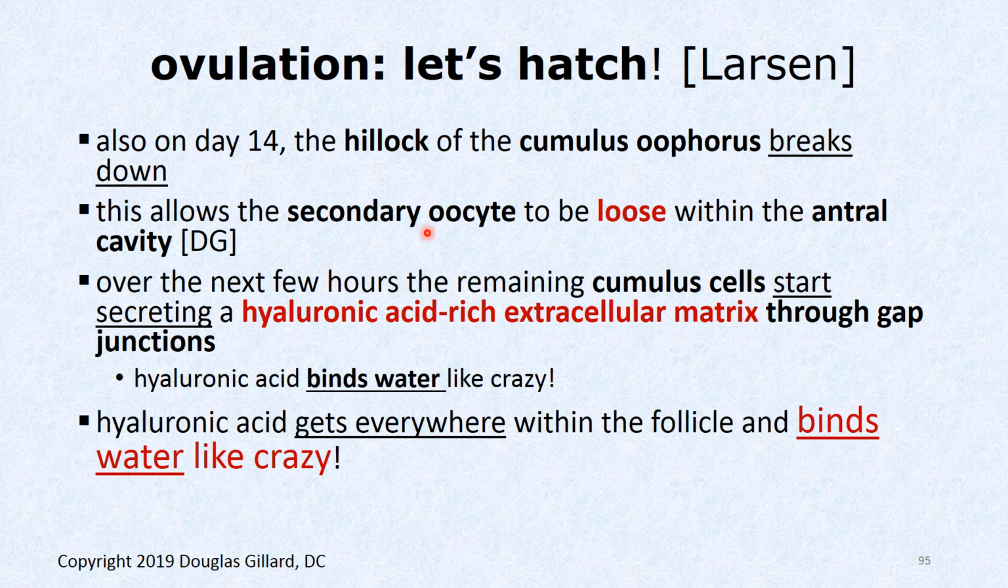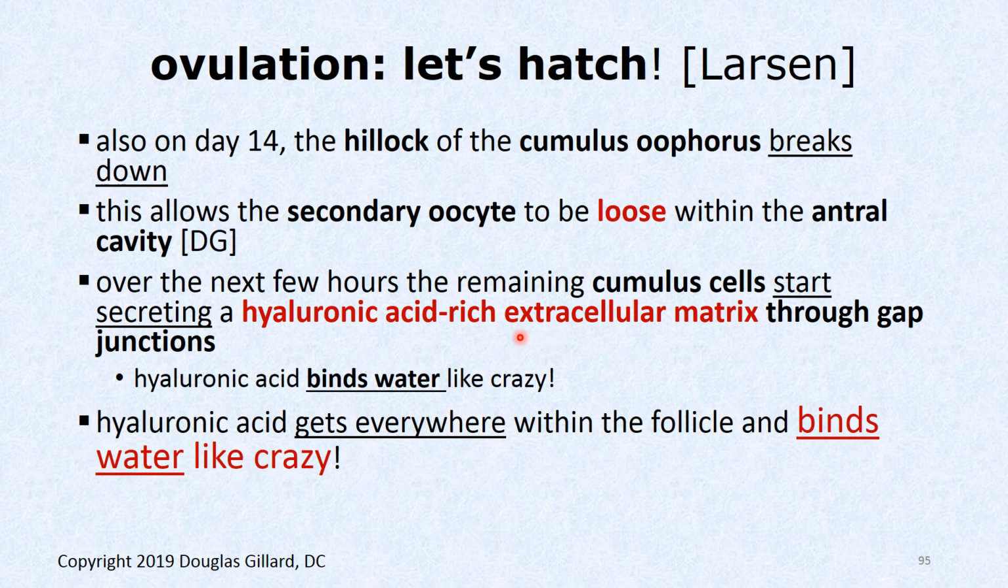And yeah, let's hatch. So that hillock breaks loose. Secondary oocyte is now on the loose in the antral cavity, floating around. And over the next few hours, the cumulus cells around the oocyte start secreting hyaluronic acid. They crank this stuff out, and it starts grabbing water. Plenty of water is always around and coming into this thing. And this really makes the follicle get huge.